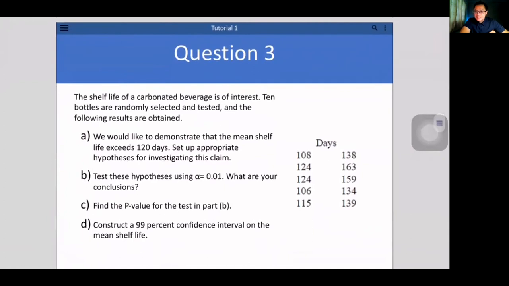Question three. It is a Z test. It is a T test. That's right. The shelf life of a carbonated beverage is of interest. 10 bottles are randomly selected and tested, and the following results are obtained.